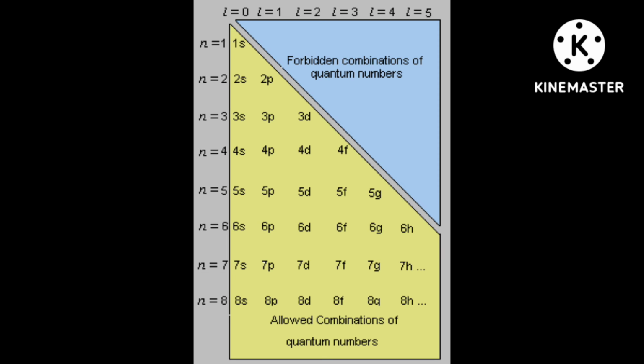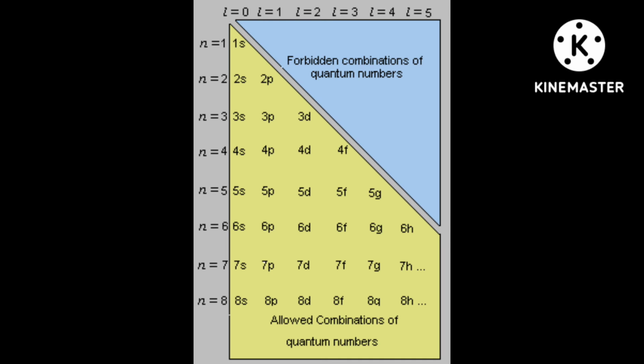If l is equal to 3, then put the value in the formula 2l plus 1: 2 into 3 plus 1, 7. Then f has 7 different f orbitals. These are complicated. Their names are very complicated, but 7 orbitals are there.